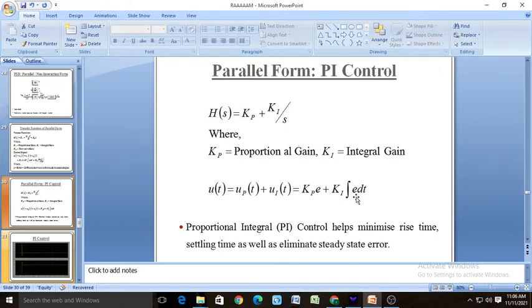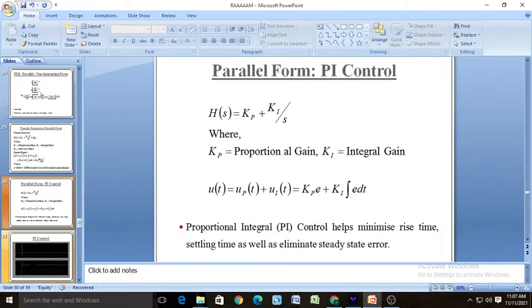So the proportional integral controller produces an output u of t, which is a combination of the outputs of the proportional and integral control. So here it is clear. The transfer function of proportional plus integral, H of s, equals Kp plus Ki upon S. The proportional integral controller is used to decrease the steady state error without affecting the stability of the control system. Here the controller output is fixed at a specific value when the error is 0.